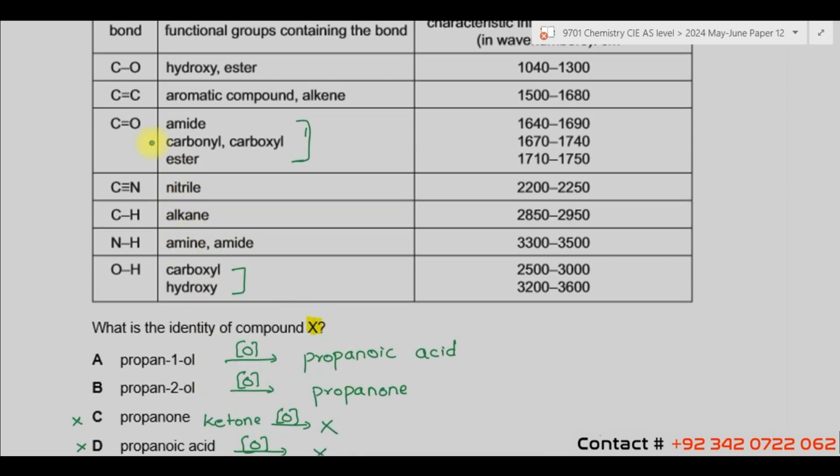So let's see, we have C double bond O, we have OH as well. So it could be carboxylic acid, not ketone, because both are present. So propanoic acid is correct. Answer is propan-1-ol.